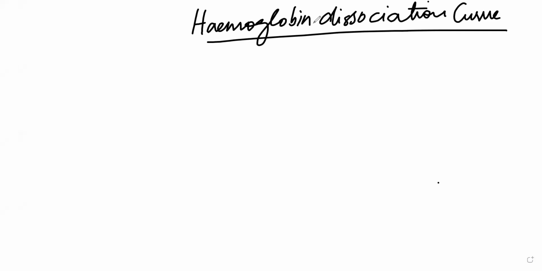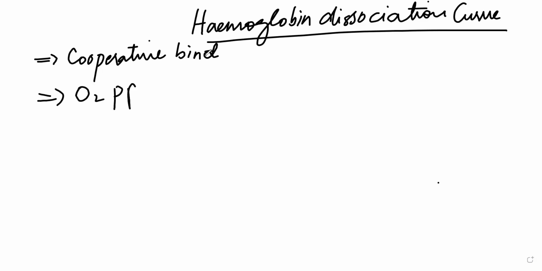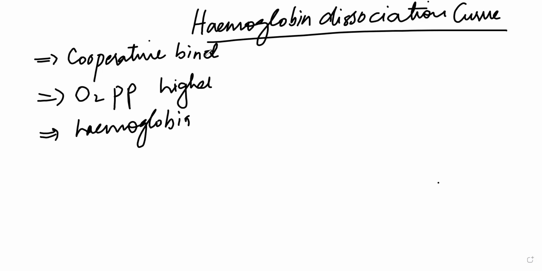As in my last class, we were talking about cooperative binding, right? I'm just explaining it again. Cooperative binding means that when the oxygen partial pressure is higher, what will happen? The hemoglobin saturation will start taking place. What do we mean by hemoglobin saturation? It means that the hemoglobin will start binding with oxygen, right?